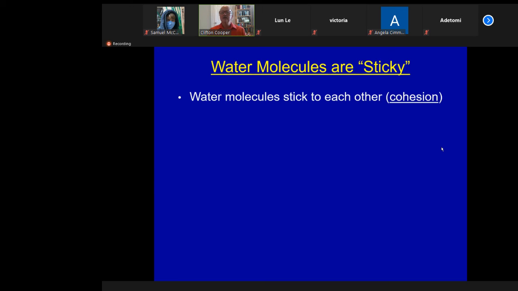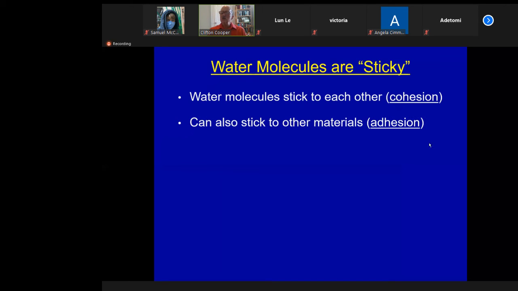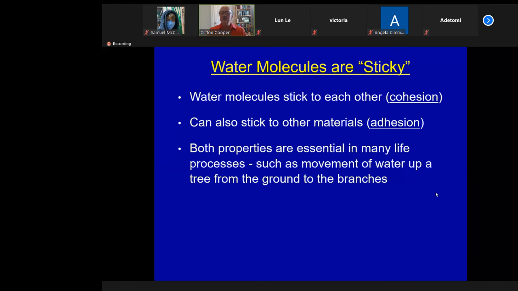Then water molecules stick to each other. They cohere. That's what happens when they're sticking to each other. They also adhere to a lot of other things. That's water sticking to other substances. That's important for like movement of water up a tree.